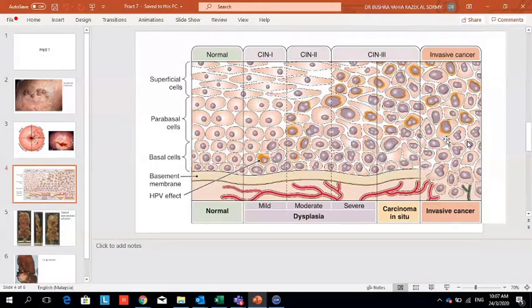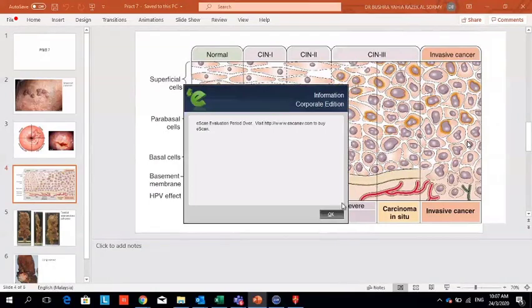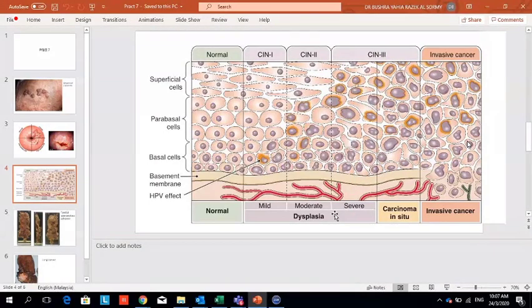Okay, any question here? Dr., technically there's no real difference between severe dysplasia and carcinoma in situ, right? It's the same, right? Yeah, same.